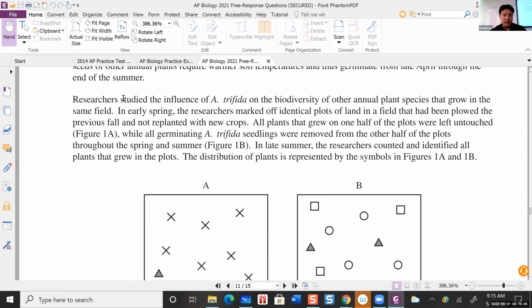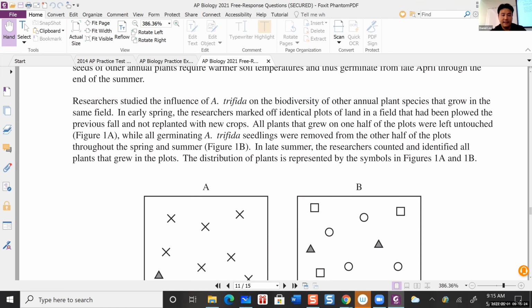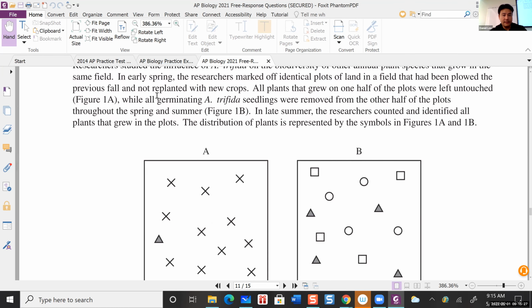highlight it. So researchers study the influence of ragweed on the biodiversity of other annual plant species. And because we're told this is invasive, it's probably not going to be good for the other plants, okay? So in early spring, the researcher marked off an identical plot of land in a field that had been plowed previous fall, but not replanted, okay? So you have field. All plants that grew on one half of the plot were left untouched. So that is figure A on the left.